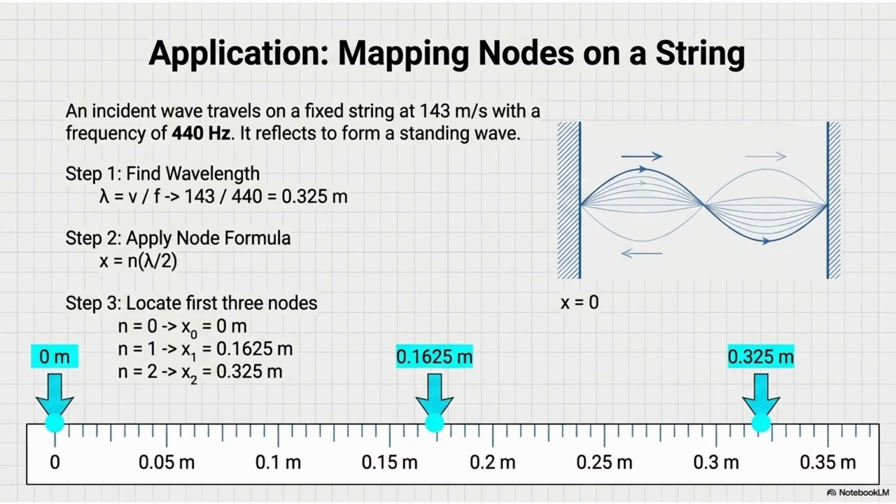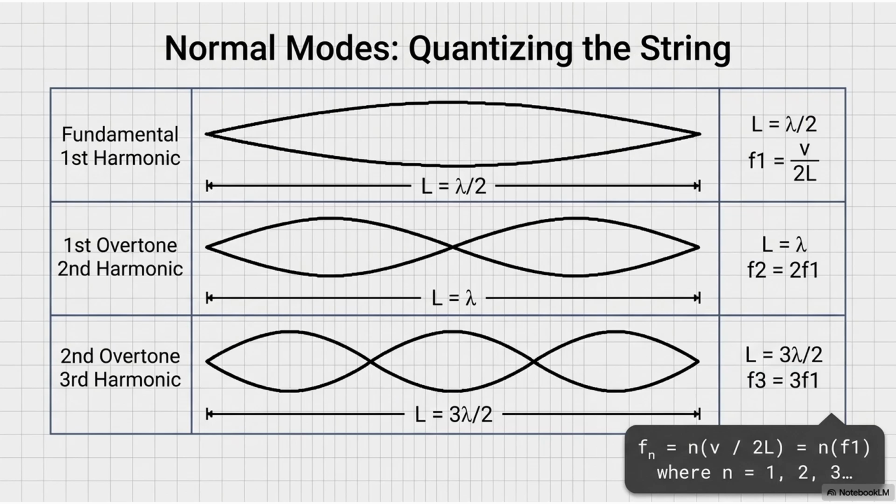Because if the ends of a string absolutely must be nodes, the string can't just vibrate any random way it wants to. Right, it has strict rules. Moving to slide 9, this introduces normal modes and the idea that the string is quantized. Quantized just means only certain specific states are allowed. The wave has to fit perfectly between those 2 fixed endpoints. So break down these modes for us.